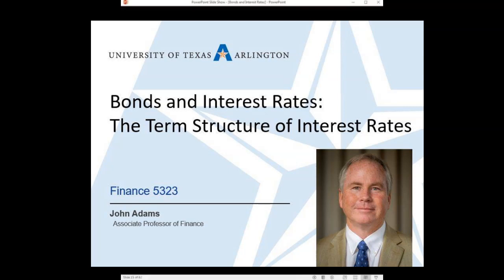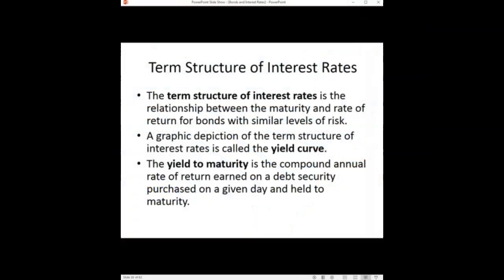We can examine how interest rates vary according to maturity, that is, how interest rates for short-term periods are different from interest rates for long-term periods, by looking at the term structure of interest rates. The term structure of interest rates is the relationship between the maturity, or the length of the investment, the length of the loan, and the return for bonds with similar levels of risk.